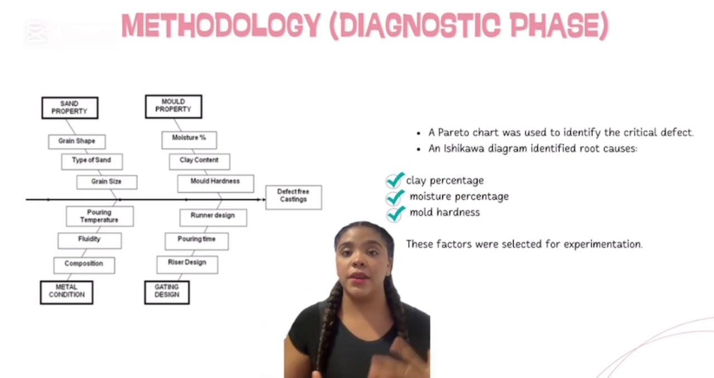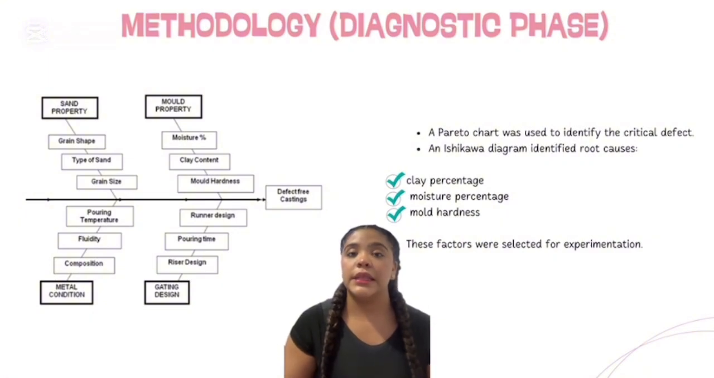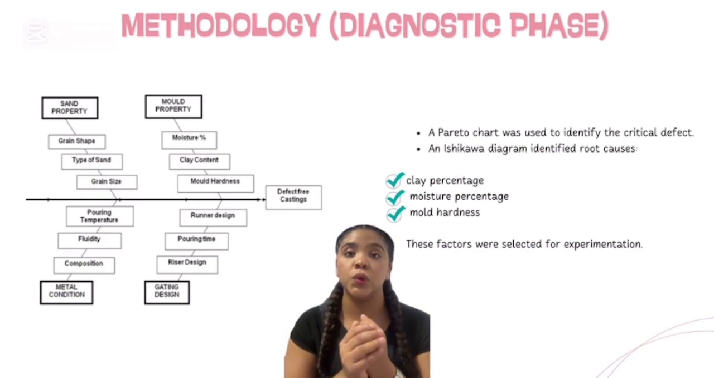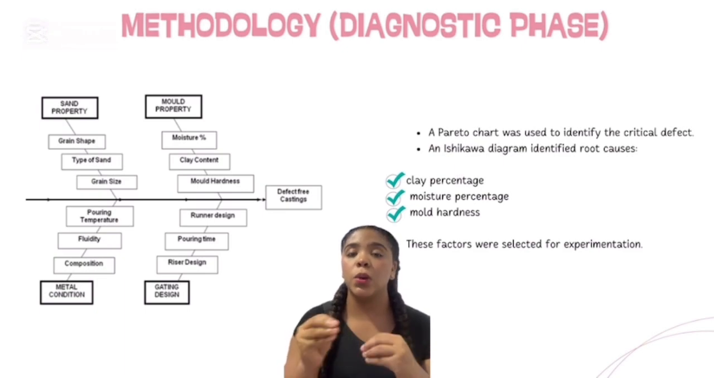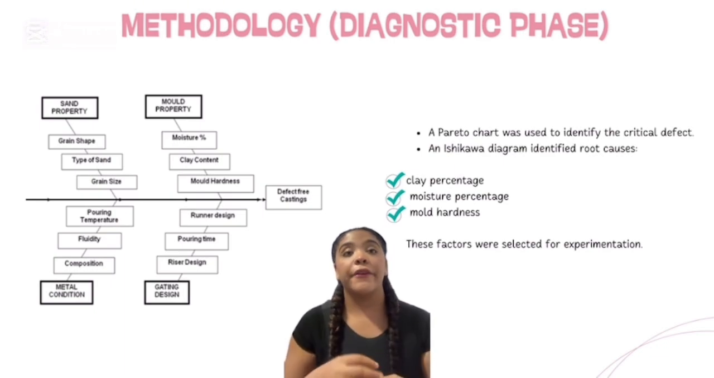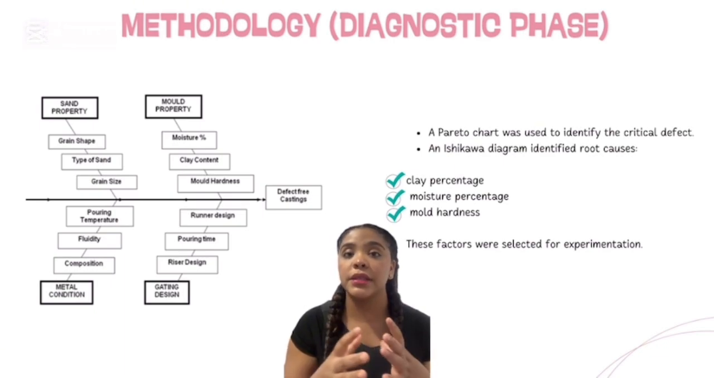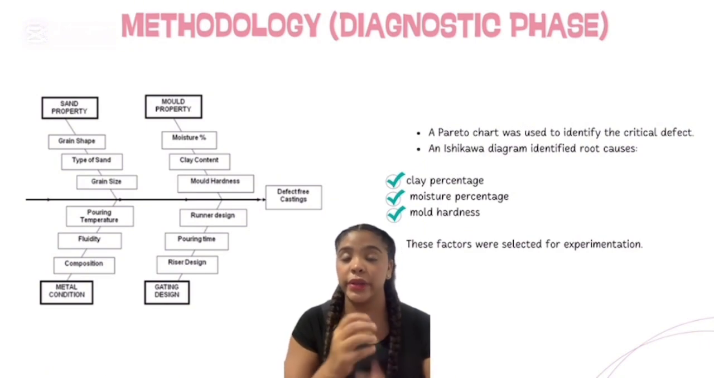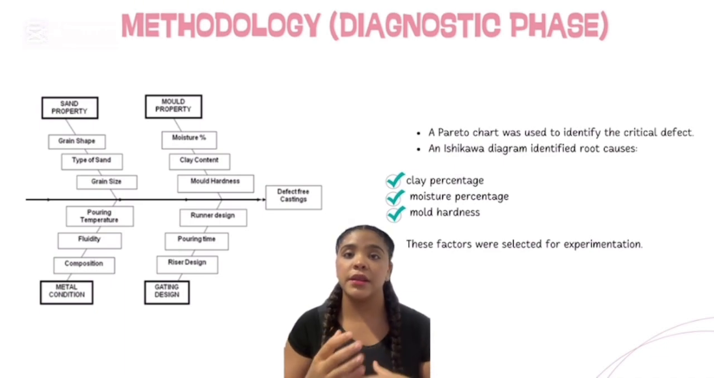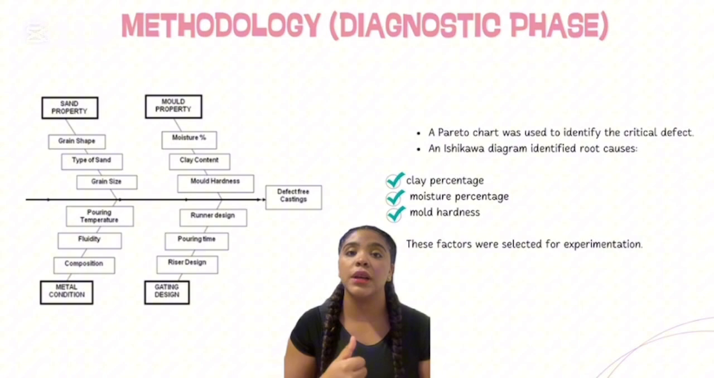After identifying the defect and in order to analyze the possible causes in depth, the researchers developed an Ishikawa diagram, also known as a cause and effect diagram. This made it possible to classify and organize the factors that could generate blowholes within the casting process. After the analysis, the authors concluded that the variables with the greatest influence were three: the clay percentage in the mixture, the moisture percentage, and mold hardness.